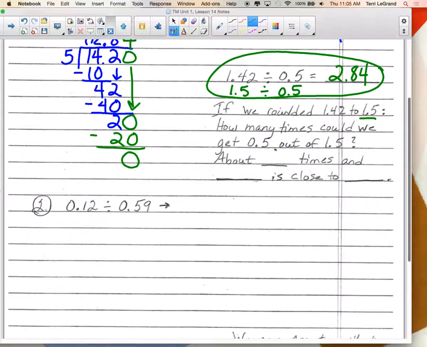So about 3 times. And our 3 is close to our quotient 2 and 84 hundredths, isn't it? Would 2 and 84 hundredths round up to the whole number 3? Yeah. So it seems like we have a good answer, doesn't it? Okay, making sense of it.